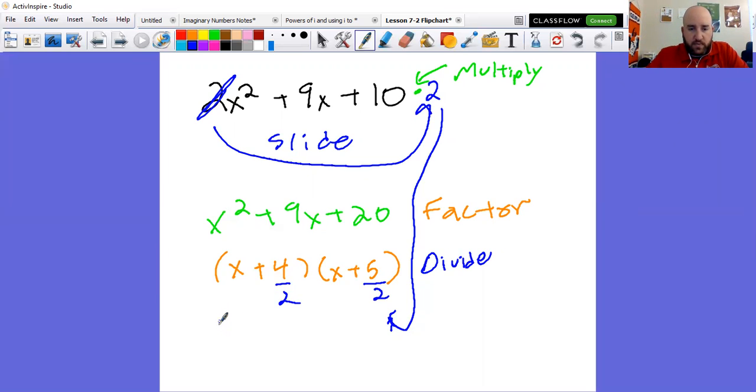So when I can do it, 4 divided by 2 is just going to give me 2, okay? When I can't divide it evenly, can't reduce it, I slide this 2 back out in front, which gives me 2x plus 5. So I have now factored 2x squared plus 9x plus 10 to this.